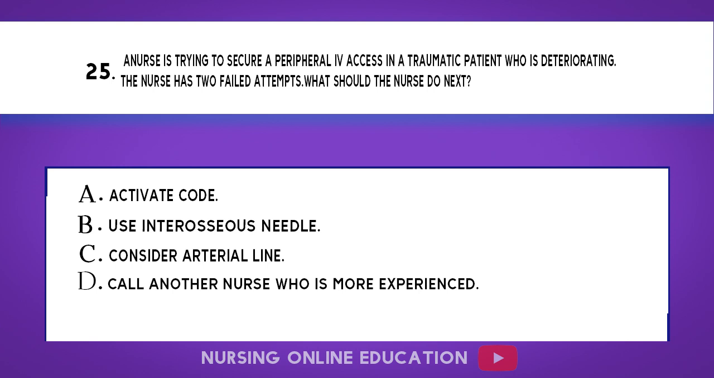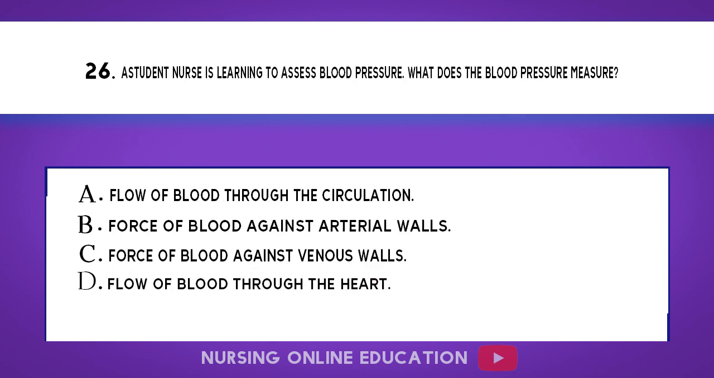What should the nurse do next? A. Activate code. B. Use interosseous needle. C. Consider arterial line. D. Call another nurse who is more experienced. The answer is option D. Call another nurse who is more experienced.